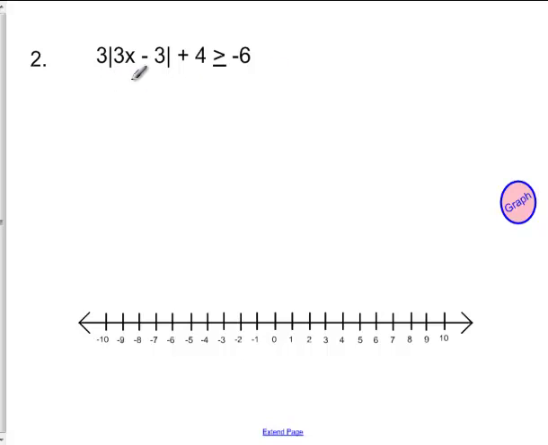If I take the time to solve this right here, okay, let's see, 3x minus 3, I'll pull the 4 over to the other side. I'm going to divide by 3 to isolate the absolute value.